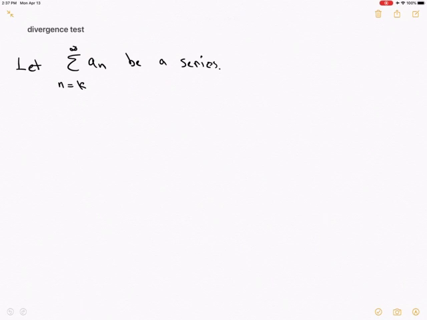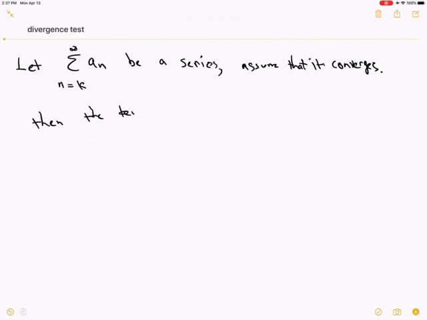If we're given some series here, and we assume that the series converges, what that means is we can actually sum this thing up. Since there are infinitely many terms, it stands to reason that the terms must get arbitrarily tiny the further out you go.